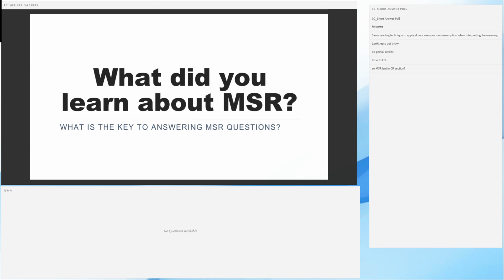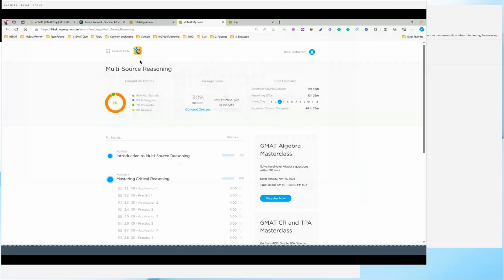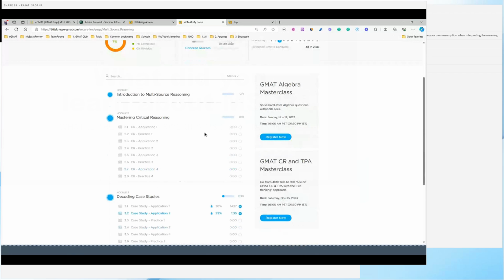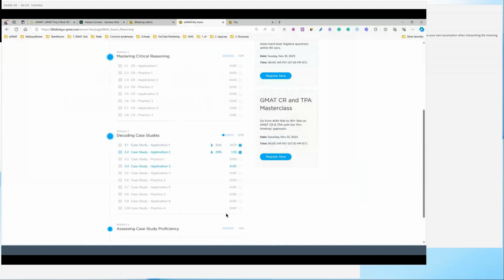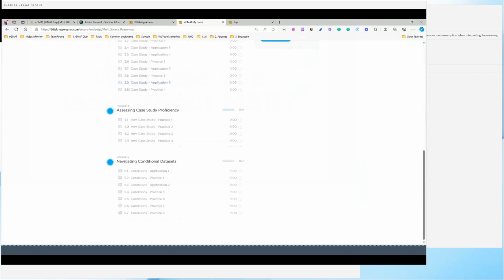Now there are CR skills that are used over here, which is why when we created the MSR course, you have passage types. So let me share this. This is the MSR course, and you can navigate to it by going to Data Insights and MSR. You have critical reasoning as the first module. Case studies, this was the case study kind of stuff. You can see the application of CR here. And then you have conditional data sets as well.